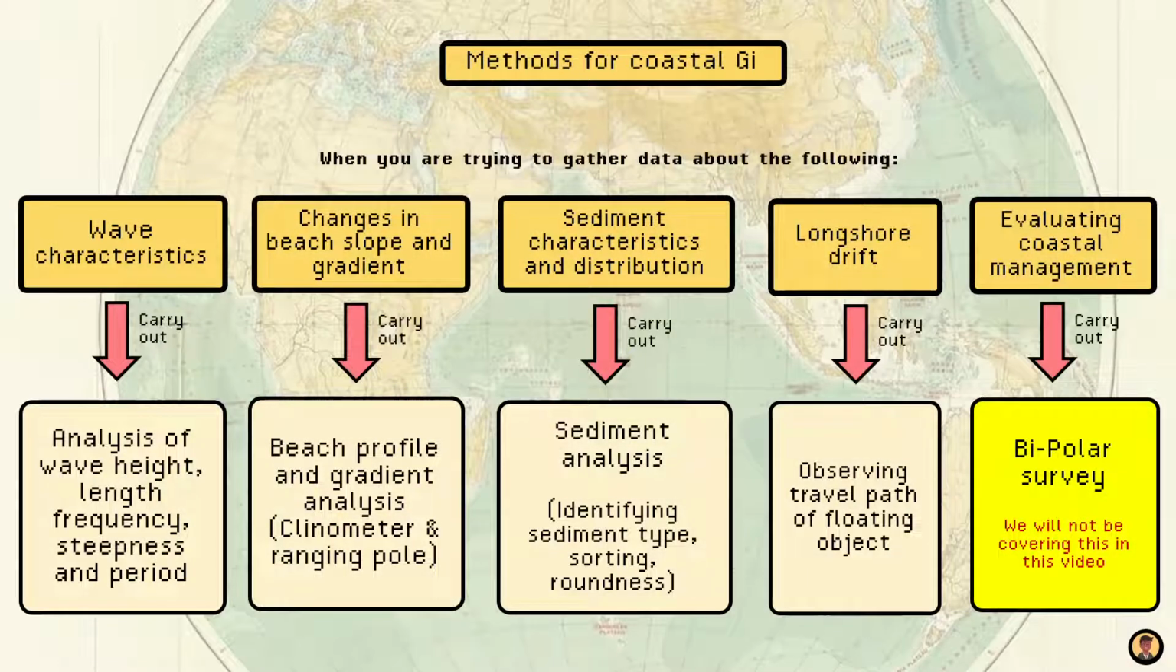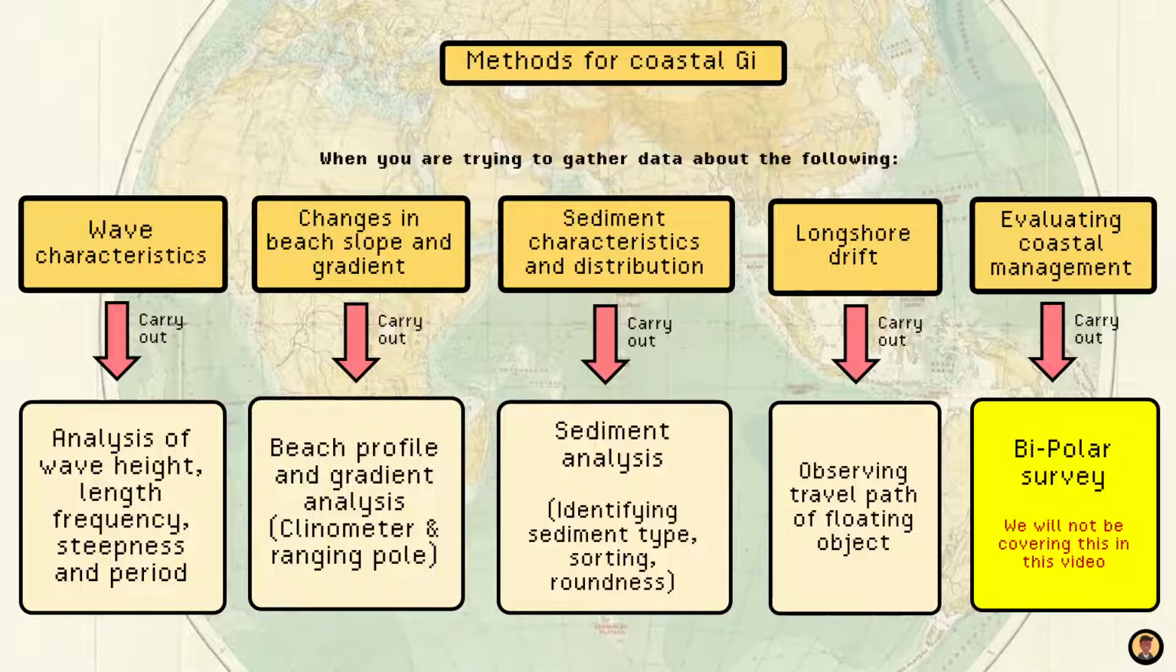Alright, so when you are trying to gather data about the following, let's say for example I'm trying to find out about wave characteristics, what I need to do is analyze wave height, wavelength, frequency, steepness, and period. So the lighter boxes are the method, the darker boxes are the type of data that you're trying to find. So when I'm trying to find, for example, changes in beach slope and gradient, what I will do as a method would be to do beach profile and gradient analysis using a clinometer and ranging pole.